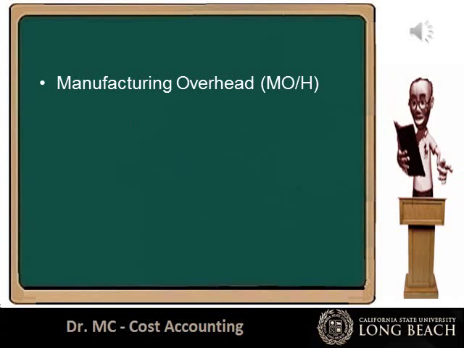Any factory cost that is not direct labor or direct materials is manufacturing overhead. Examples of manufacturing overhead include the cost of a factory's rent, utilities, insurance, property taxes, depreciation, indirect materials, and indirect labor.